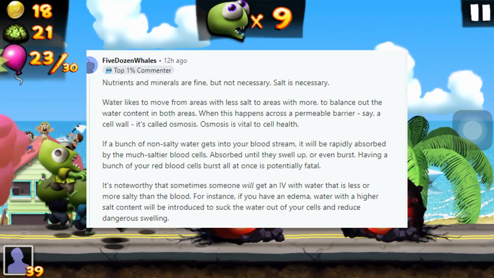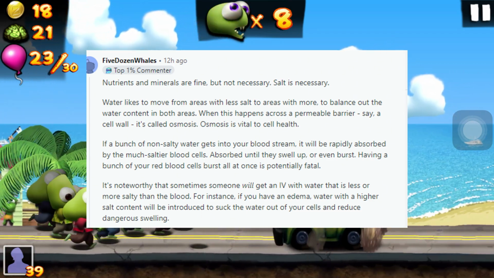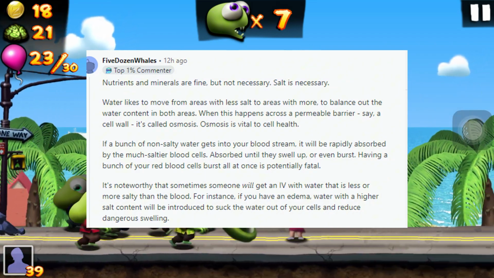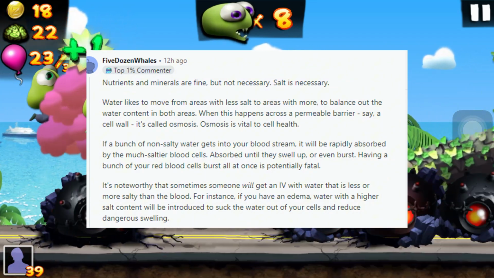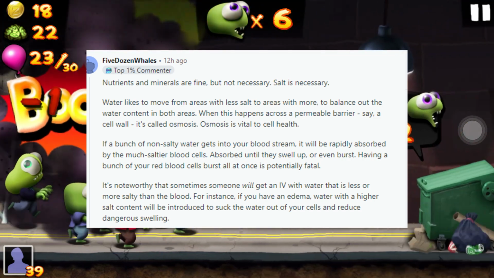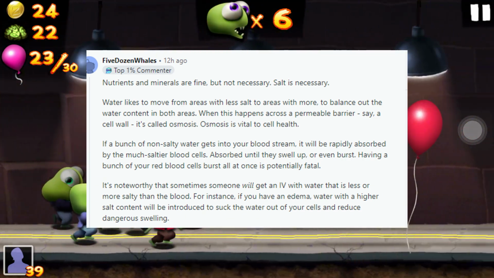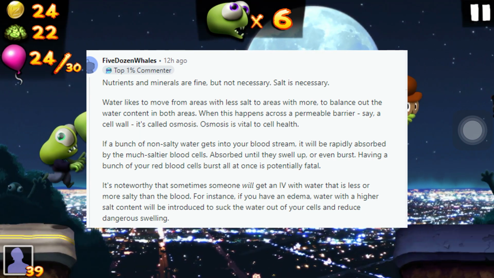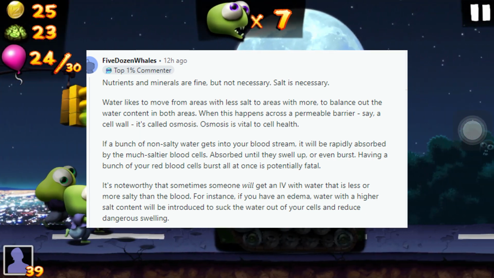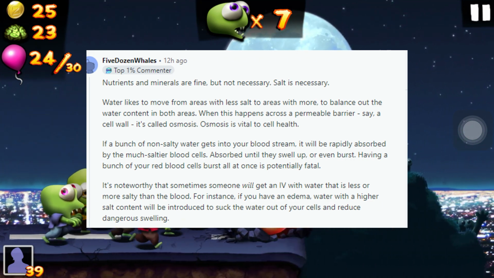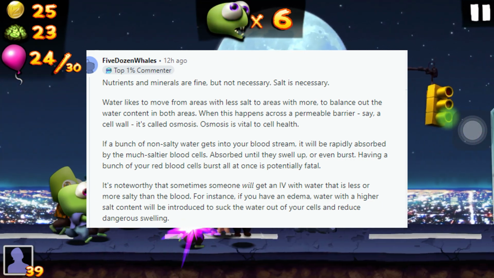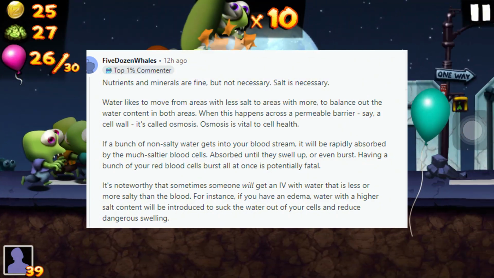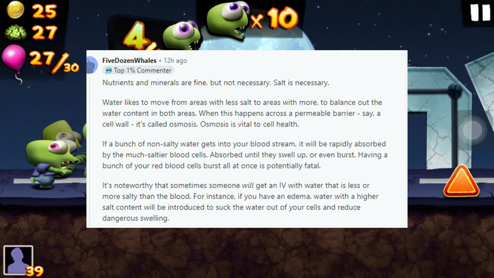Salt is necessary. Water likes to move from areas with less salt to areas with more, to balance out the water content in both areas. When this happens across a permeable barrier, say, a cell wall, it's called osmosis. Osmosis is vital to cell health. If a bunch of non-salty water gets into your bloodstream, it will be rapidly absorbed by the much saltier blood cells. Absorbed until they swell up, or even burst. Having a bunch of your red blood cells burst all at once is potentially fatal.